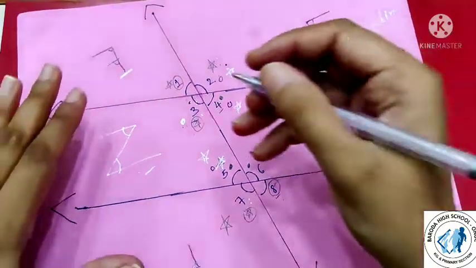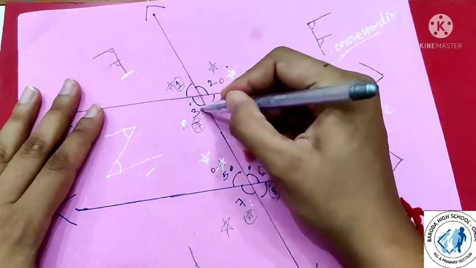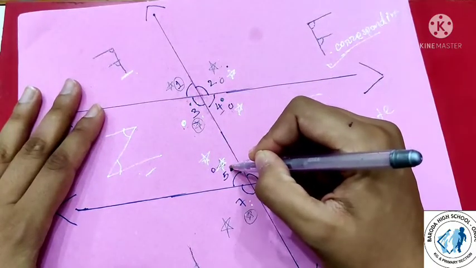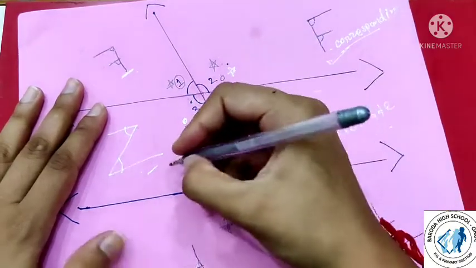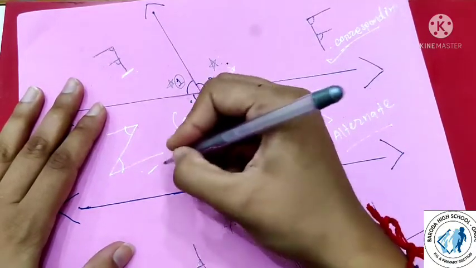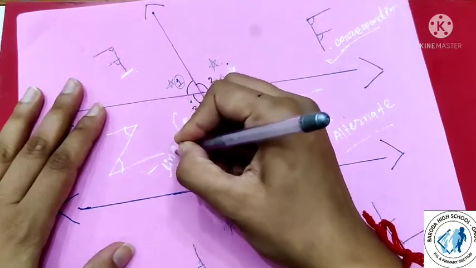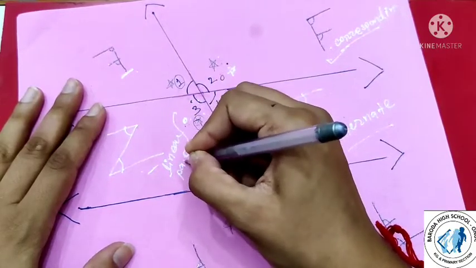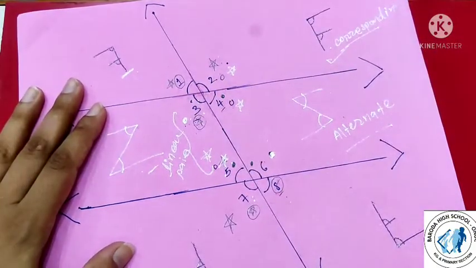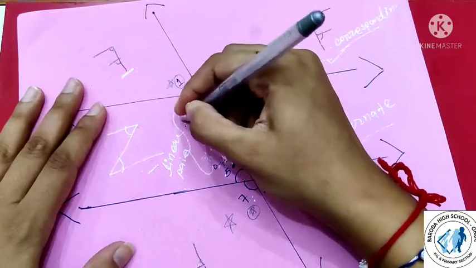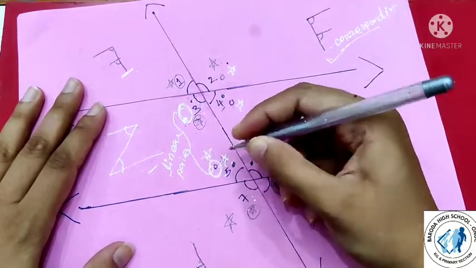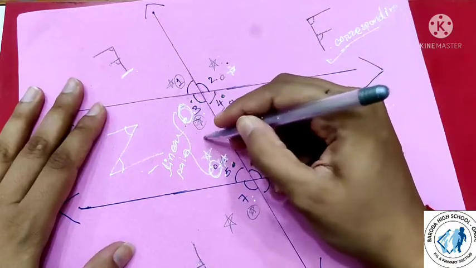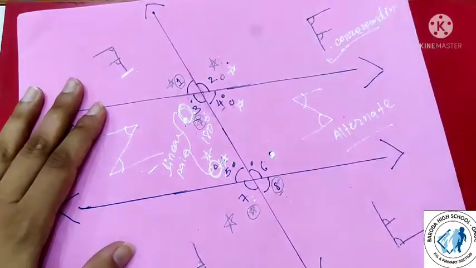And one more fact is that these same side interior angles will form a linear pair. These two angles will form a linear pair of angles. Meaning if this angle is obtuse, my this other angle will be acute. And the sum of these angles will be 180.